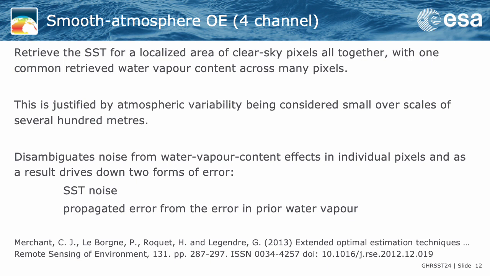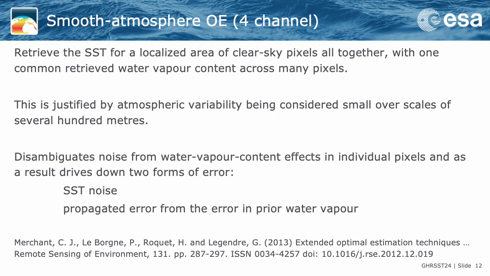In a smooth atmosphere optimal estimation, we retrieve the SST not for a single pixel at a time, but for a localized area of clear sky pixels all in one go. And these are associated with one common retrieved amount of water vapor content across all those pixels. And this is justified because the length scale of SST variability is likely to be shorter, especially in coastal zones, than the atmospheric variability, which can be assumed to be constant over scales of several hundred meters.